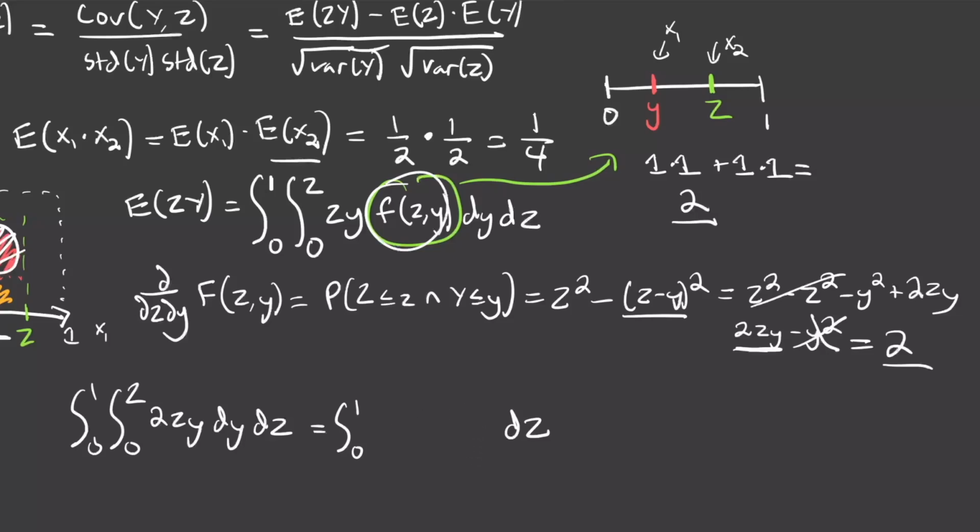And then we just have basically the integral from 0 to 1 of z cubed dz. And now this right here is just equal to, well, the antiderivative of z cubed is z to the power of 4 divided by 4.